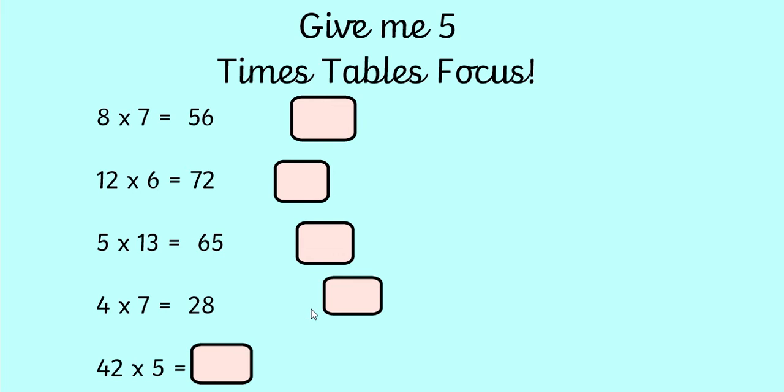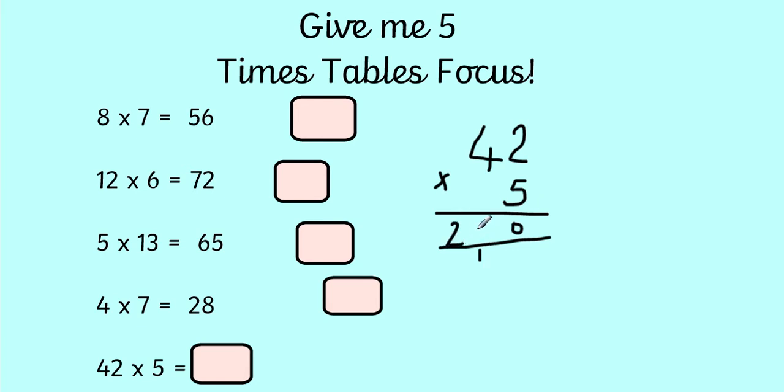And this last one, a bit more of a challenge. We need to do a different multiplication method here. So I'm going to write our 42 out and we're going to times it by 5 using our short column multiplication. Okay, so I do 5 times 2, which I know is 10. I'm going to put my 1 in my tens column, my 0 in the answer box, and then I'm going to do 5 times 4, which I know is 20. Then I need to add my 1 onto 20, which makes it 21, which gives me an answer of 210.